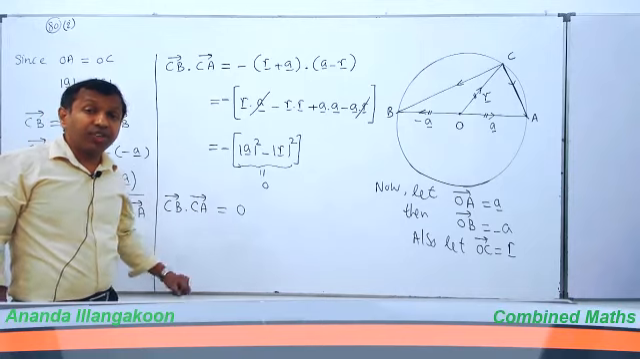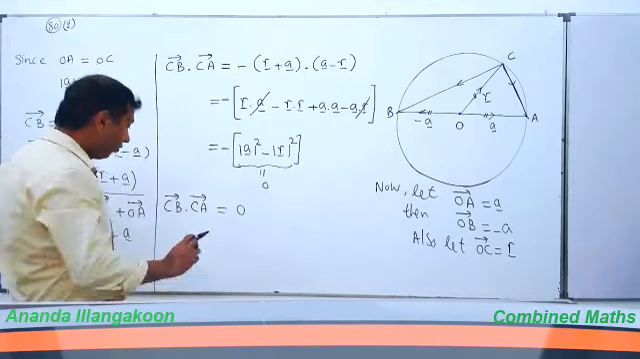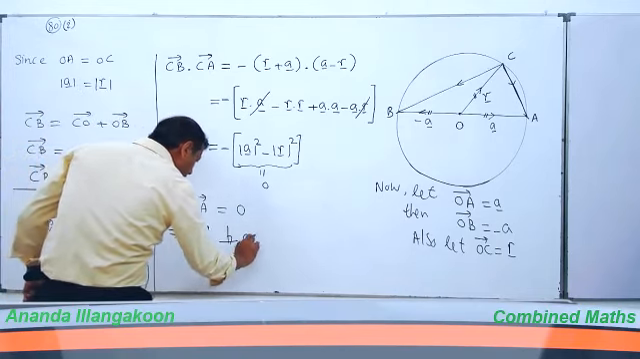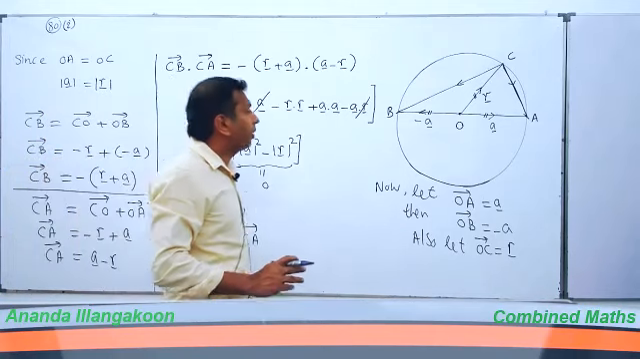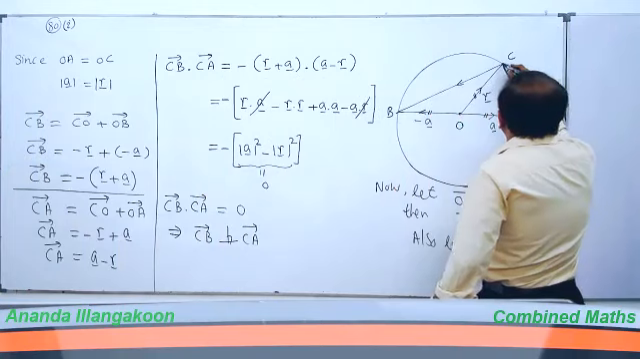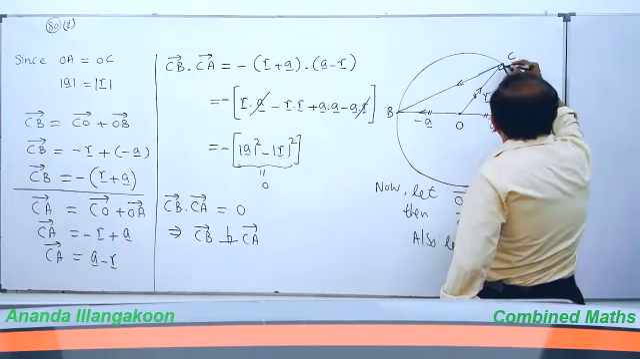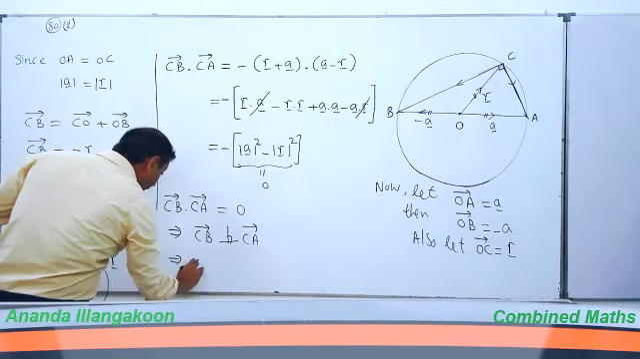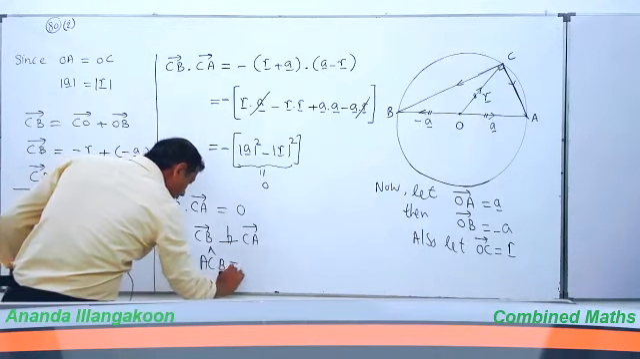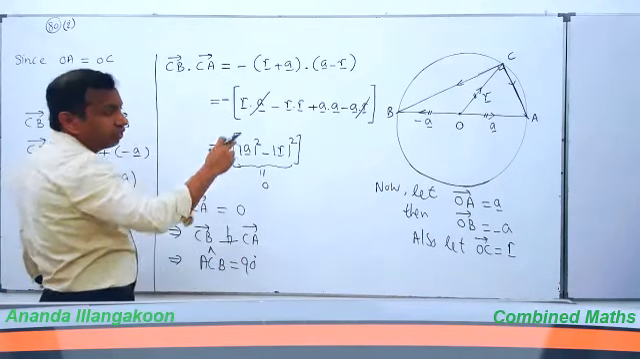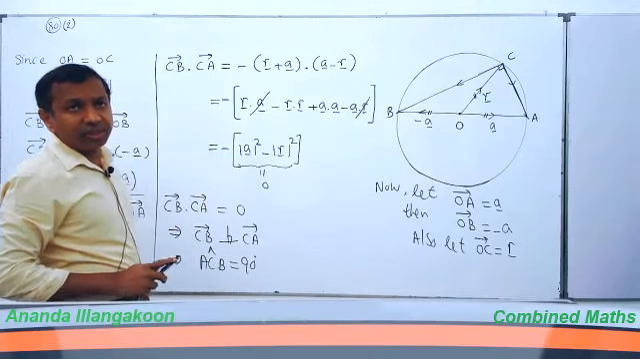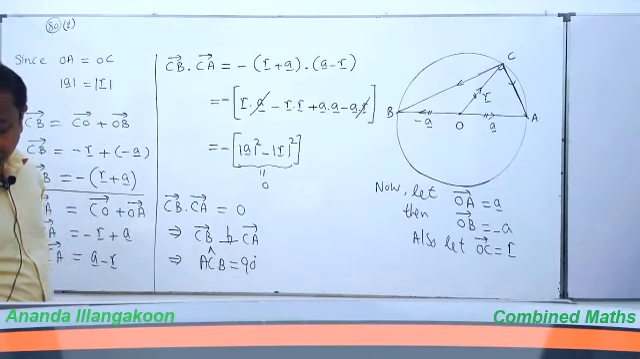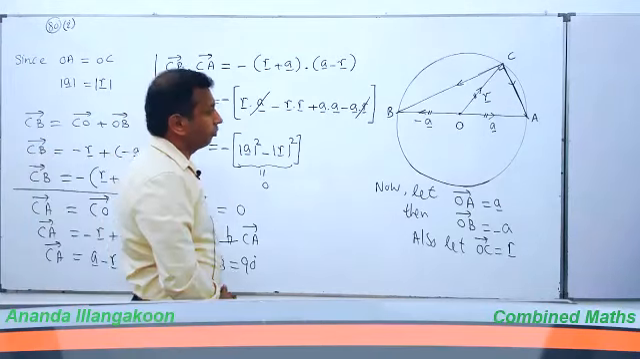That means what, people? CB vector and CA vector are perpendicular. And this implies what? CB vector is perpendicular to CA vector. CB vector perpendicular to CA means what, people? This line and this line are perpendicular. That means ACB is 90. This implies ACB angle is 90. That is what we say: the angle in a semicircle is 90 degrees. Understood, people? This is how we prove. Right?